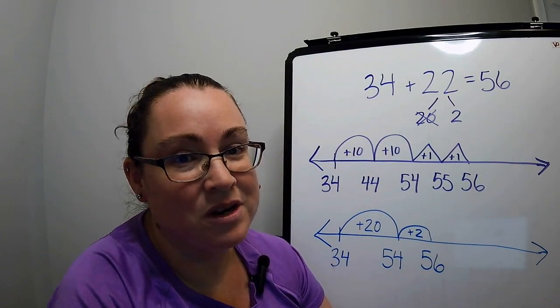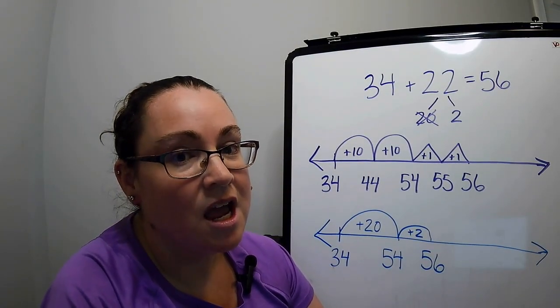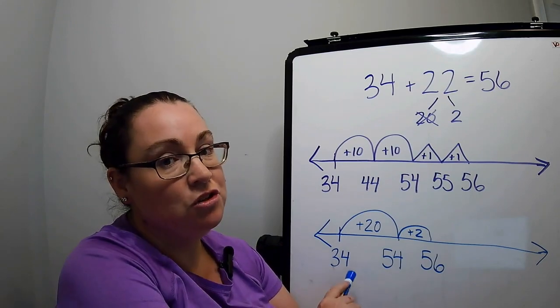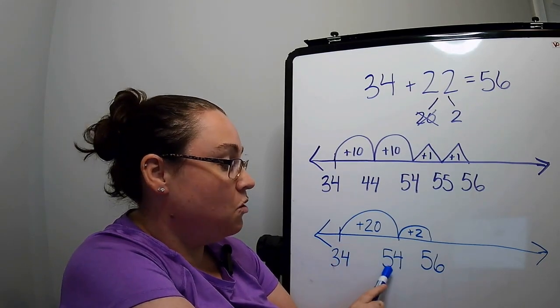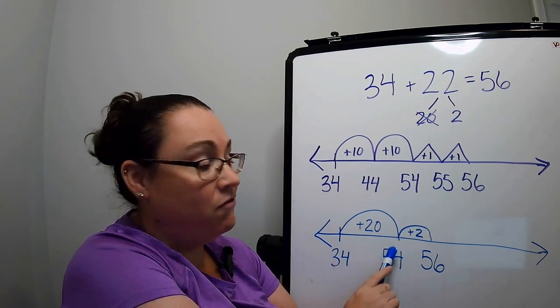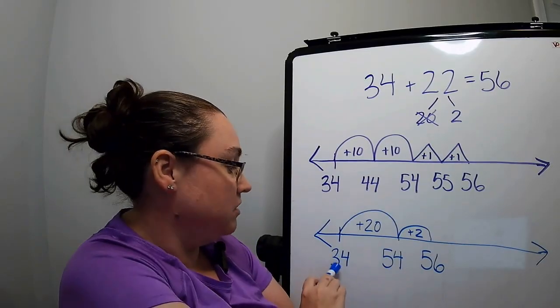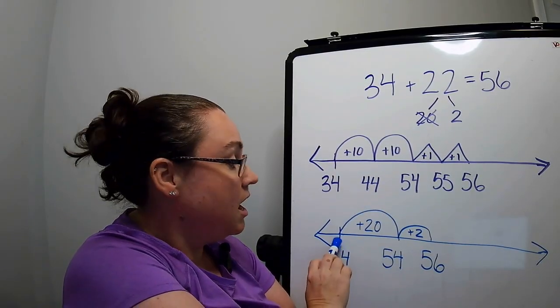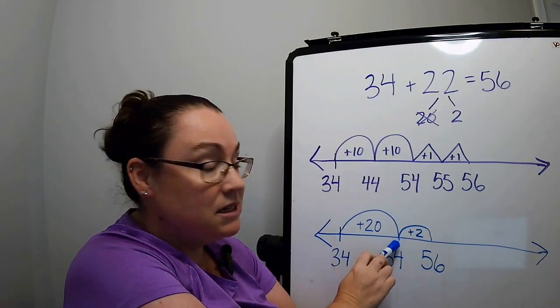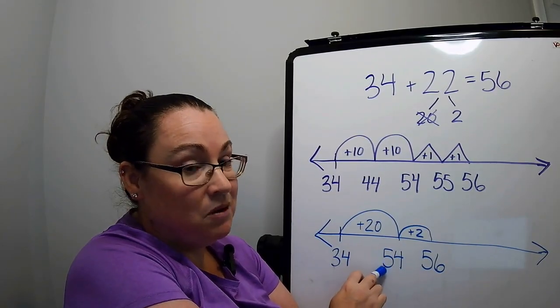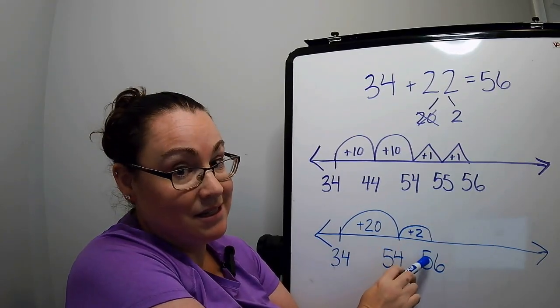One tip I have for you in teaching the number line strategy is to really make sure that your students are writing where they end up before they move on to their next jump. So I teach them to think like an airplane. An airplane takes off from 34 and it has to land and know where it lands before it's ready to go on to its next destination.